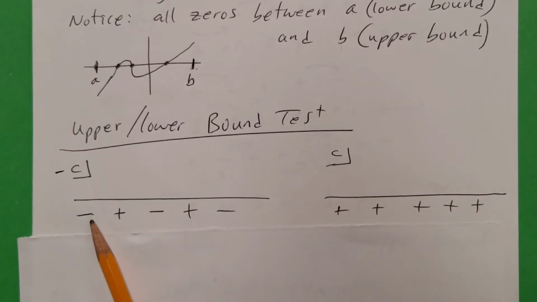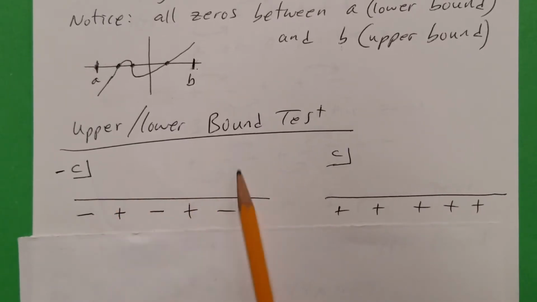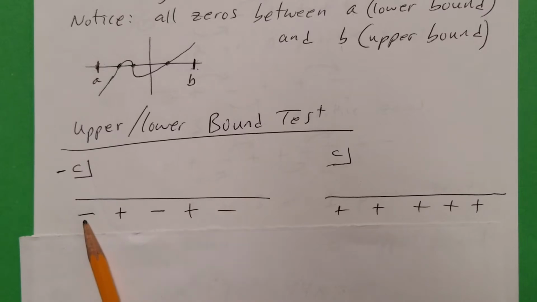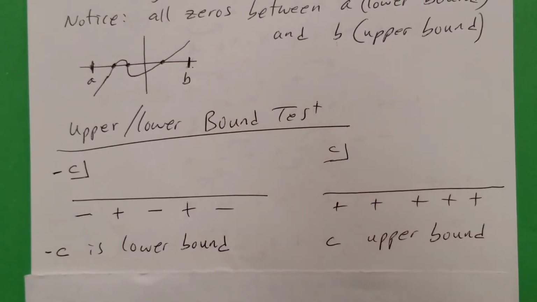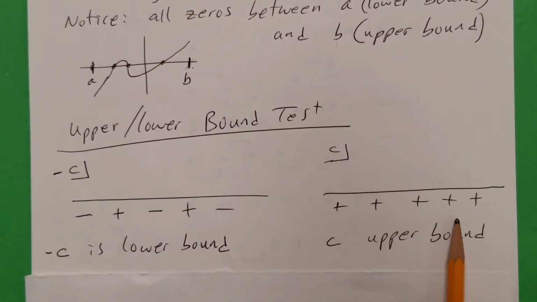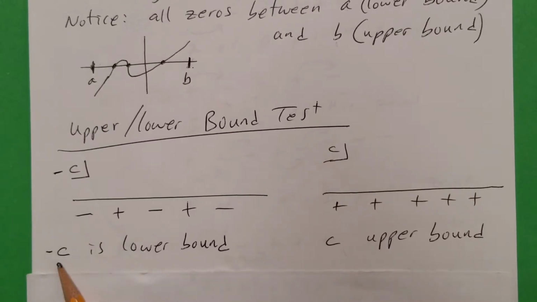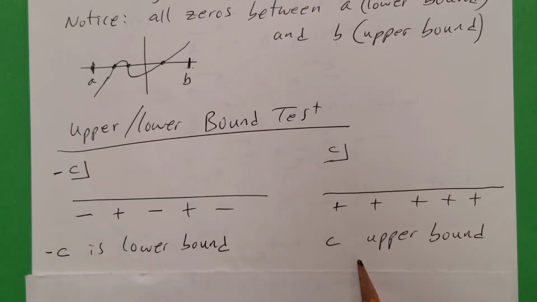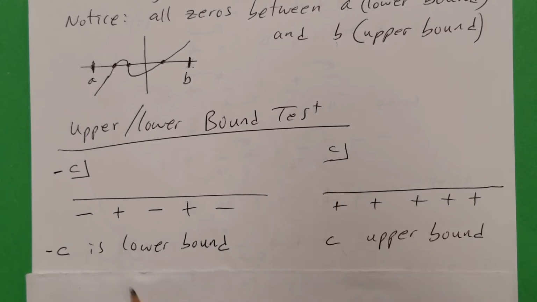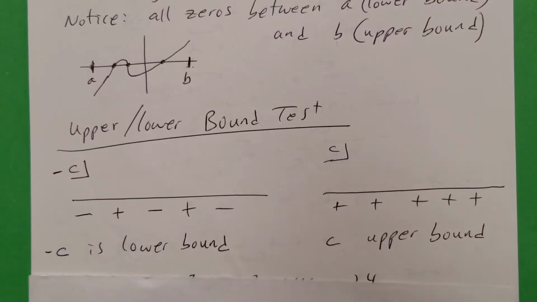So once again, you do the synthetic division, and if you get alternate signs, you're dealing with the lower bound. If you get all positive, then you're dealing with the upper bound. So we say, oh yeah, negative C, that's my lower bound. C is the upper bound. All I have to do is take all the numbers in between, all the zeros in between. There are no other zeros.